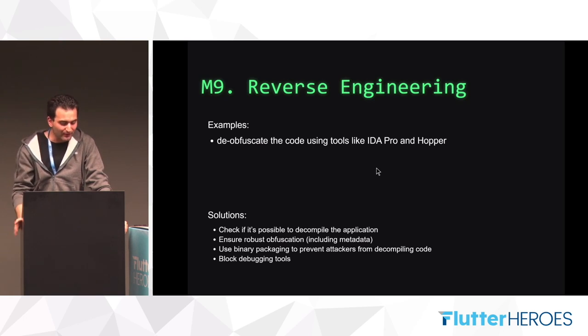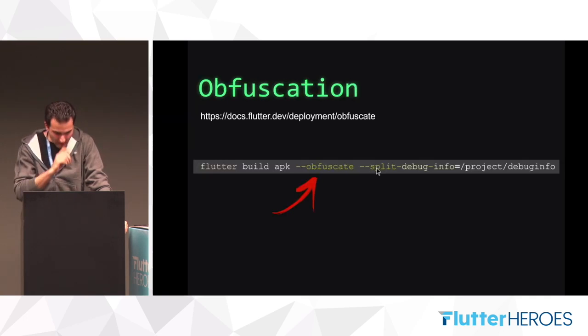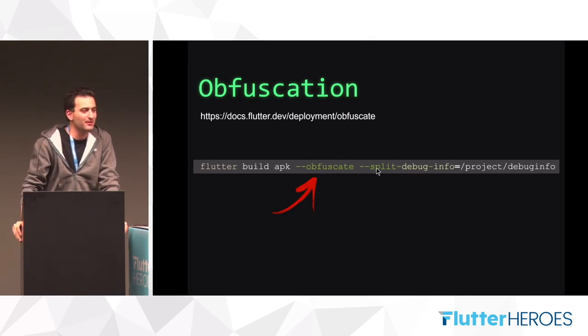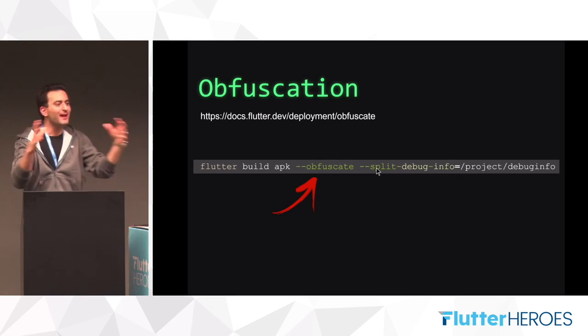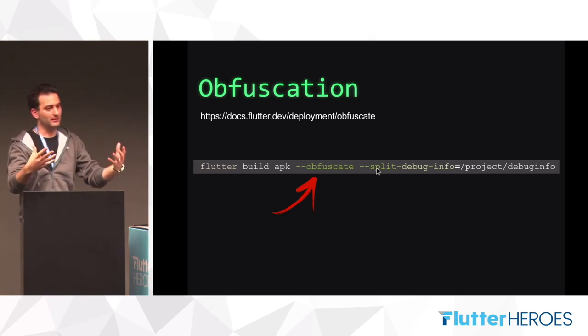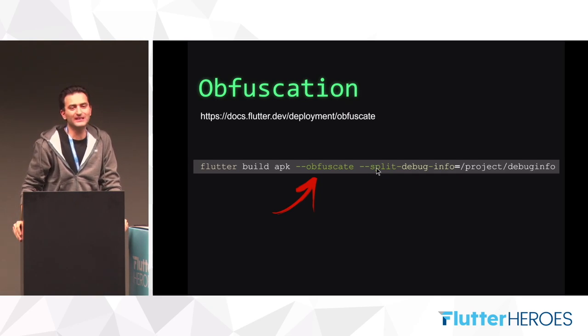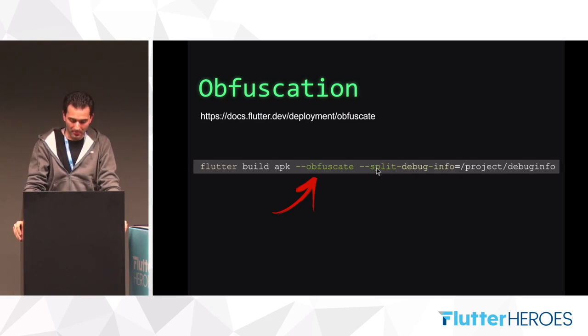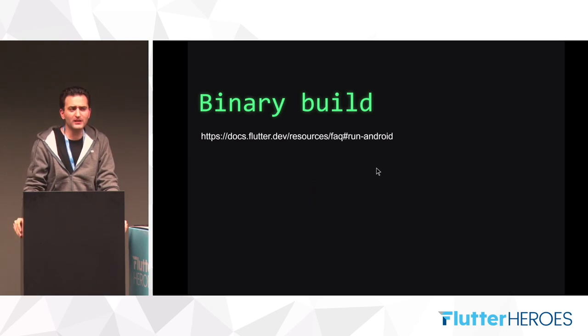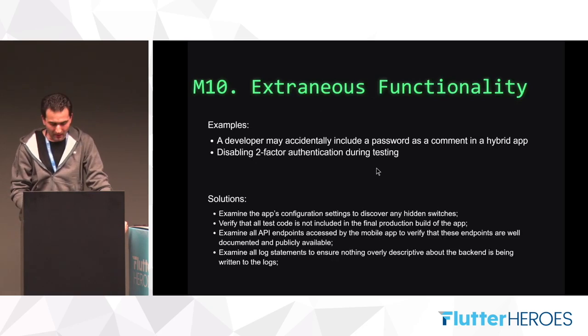How can you prevent that? Well, luckily, we as Flutter developers don't really need to do much here because the Flutter team provides many things out of the box. One of the solutions is obfuscation, to make sure the code after we're building is not as clean as something someone can read. Another one is building binary files, which you get out of the box. You don't really need to think about it in Flutter.